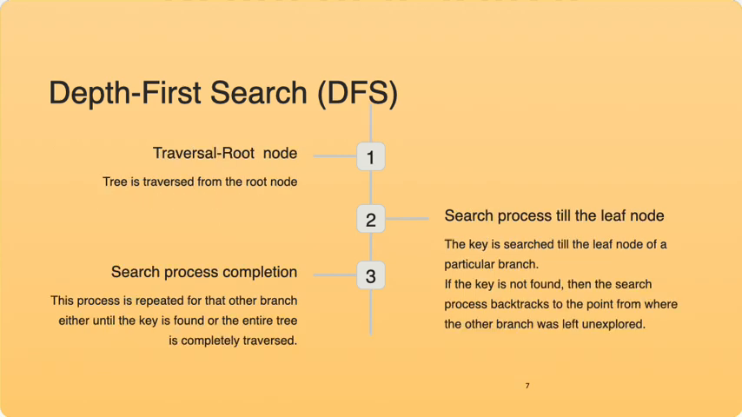DFS procedure. The tree is traversed from the root node. The key is searched till the leaf node of the particular branch. If the key is not found, then the search process backtracks to the point from where the other branch was left unexplored. This process is repeated for each branch either until the key is found or the entire tree is completely traversed.